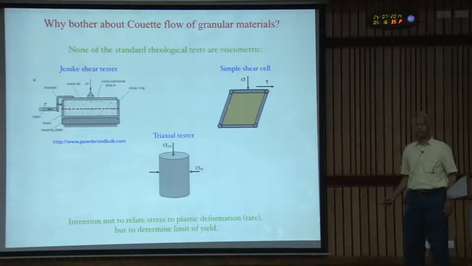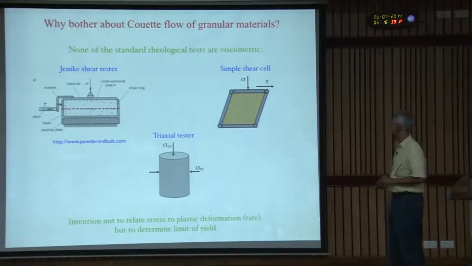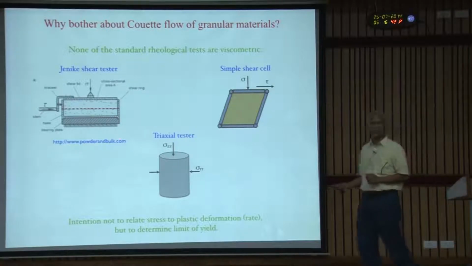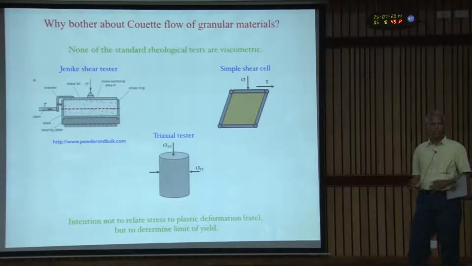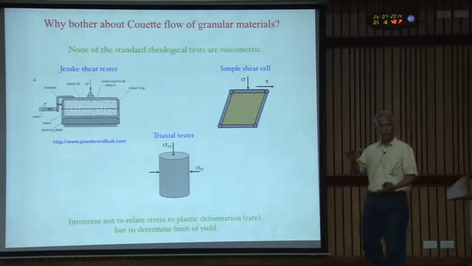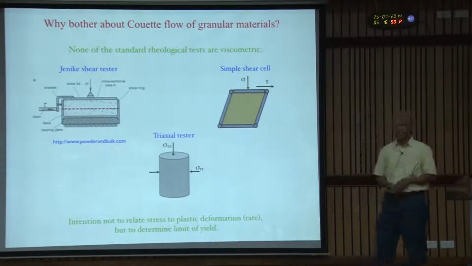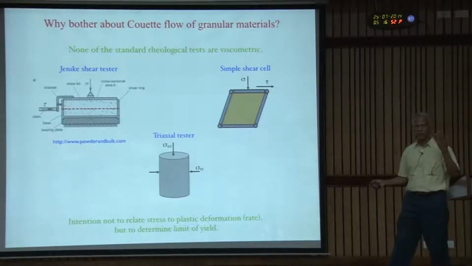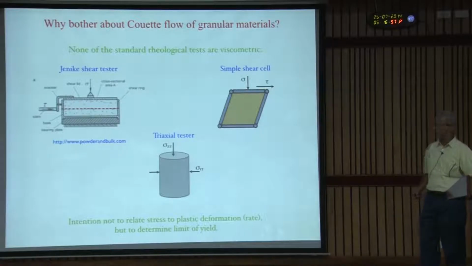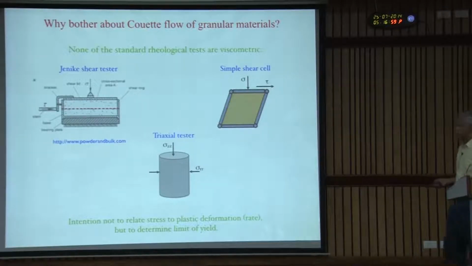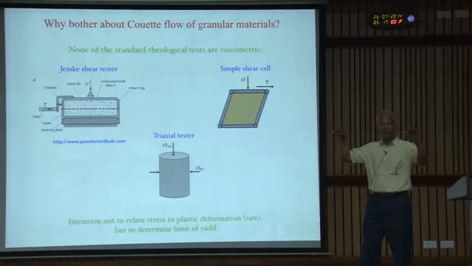limit of yield. Unlike in fluids, they are not trying to relate the stress to the plastic deformation or plastic deformation rate. They are trying to determine at what point the material yields, and that's, I guess, the most important thing. If you are a civil engineer, you want to know when this building is about to yield so that we can all leave. You're not interested in the building flowing out.